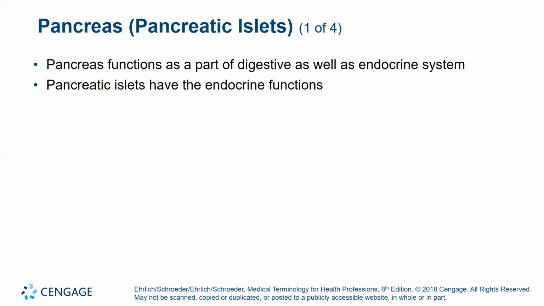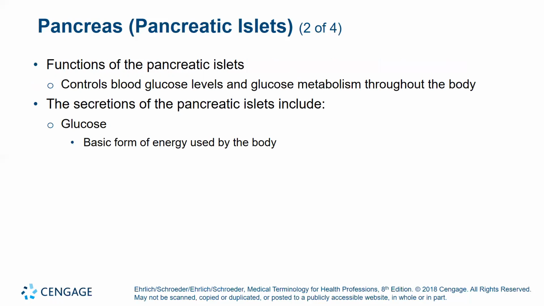The pancreas functions as a part of the digestive as well as the endocrine system. The pancreatic islets have the endocrine functions. So the functions of the pancreatic islets: they control blood glucose levels and glucose metabolism throughout the body. The secretions of the pancreatic islets include glucose. This is a basic form of energy used by the body.